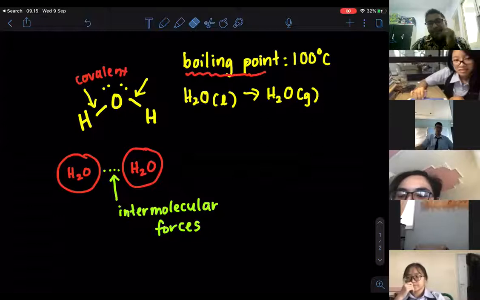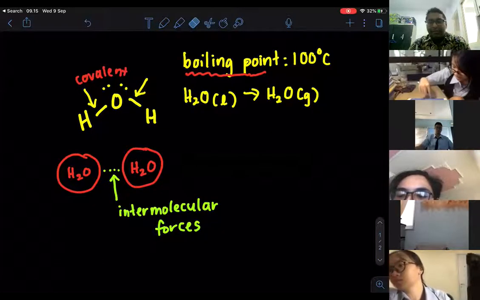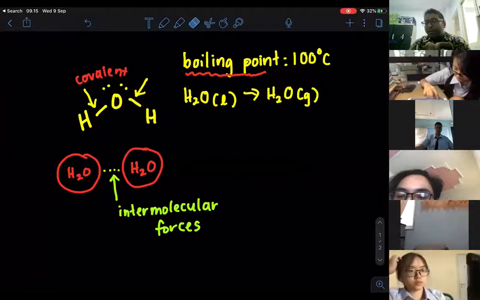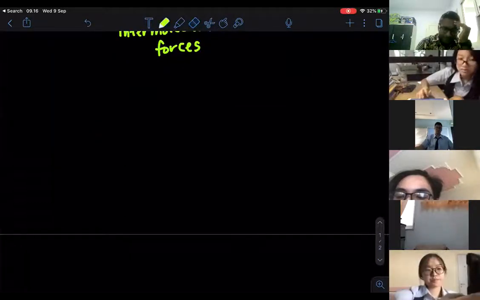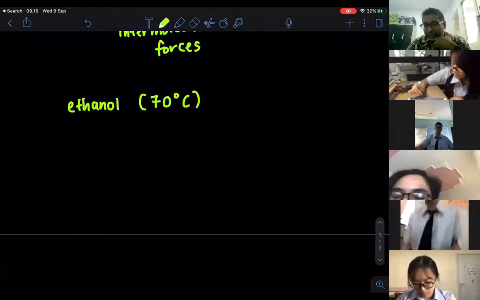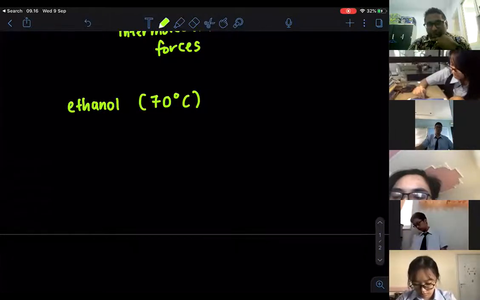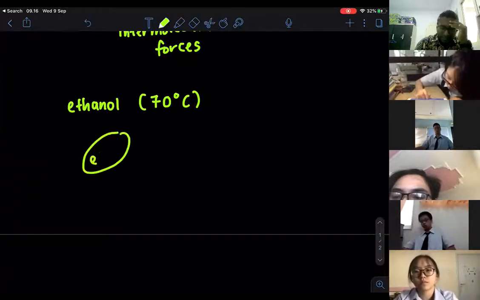So do remember, whenever we have molecules, when we say boiling point, when you are trying to boil something, we are trying to break the intermolecular bonding. For another example, if I give you one more example, ethanol. The boiling point of ethanol is going to be 70 degrees Celsius. Now, when I want to boil ethanol into gas, what type of forces of attraction am I breaking? I'm breaking only the forces that hold ethanol to another ethanol.